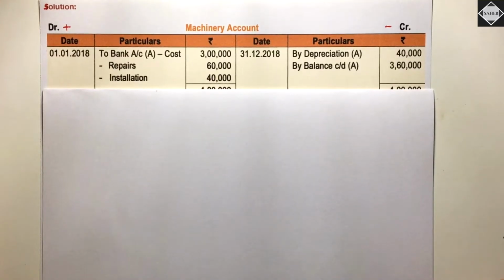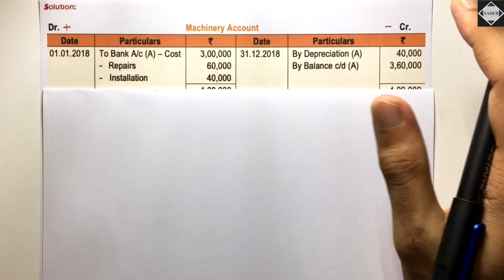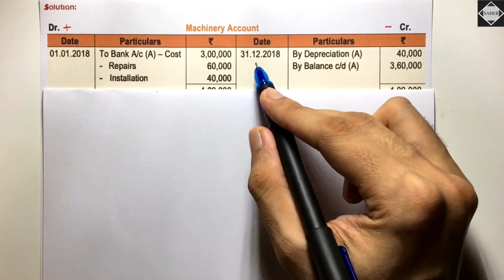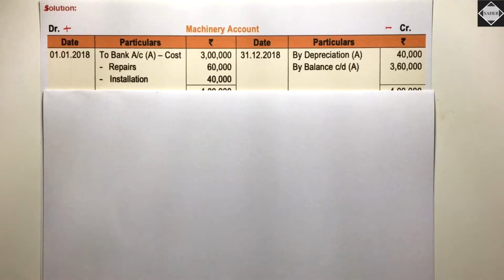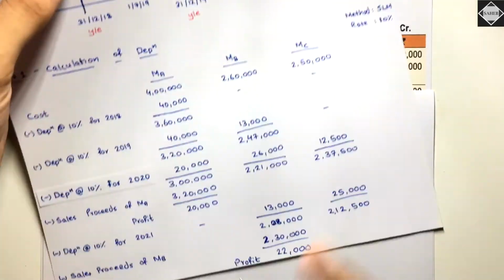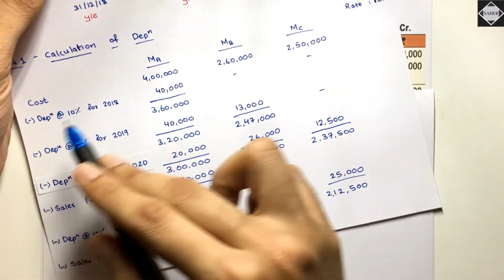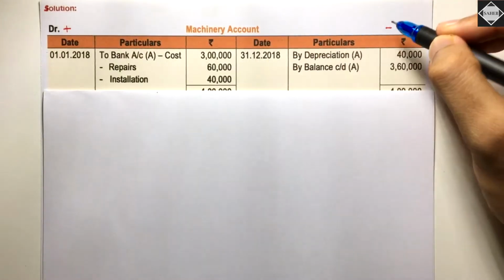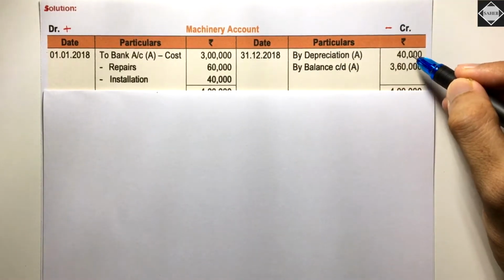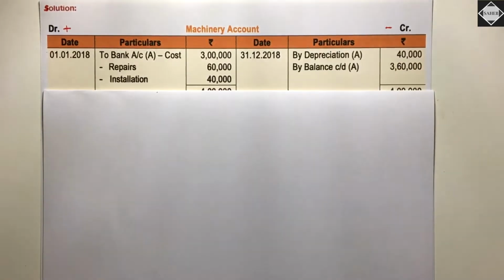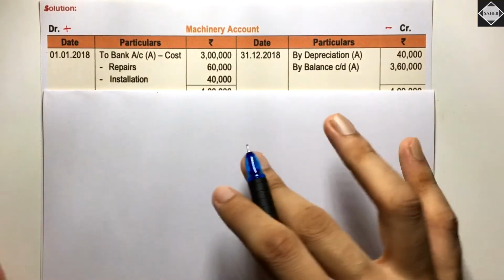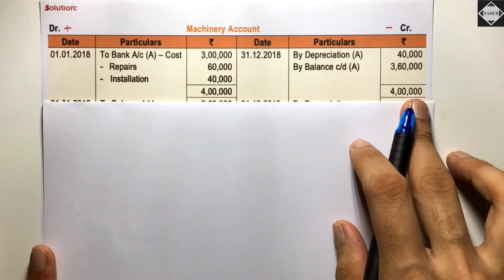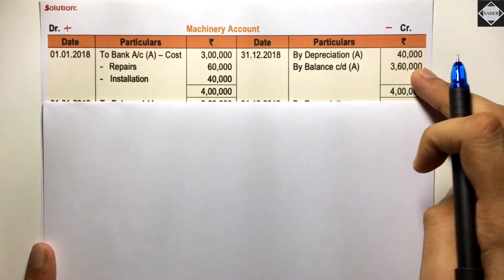Fine. And then what happened in the same year? Nothing else happened. So you came at the year end 31st December 2018. On this date you have to charge the depreciation. You know how much depreciation you have to take? That is 40,000, isn't it? Yes, depreciation for 2018. So machinery account is decreasing because of depreciation, 40,000. You take the closing balance, by balance carried down on the credit side, and in the bracket you can write machine A. Fine. 3,60,000, isn't it? 4 lakh on both the sides, and then 4 lakh minus 40,000 is equal to 3,60,000.